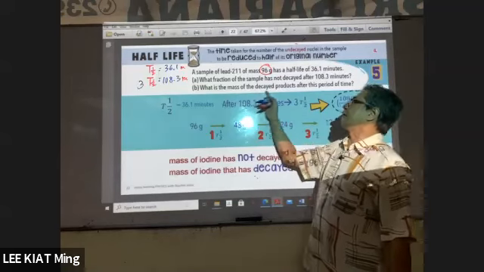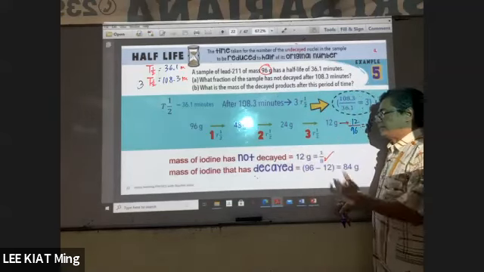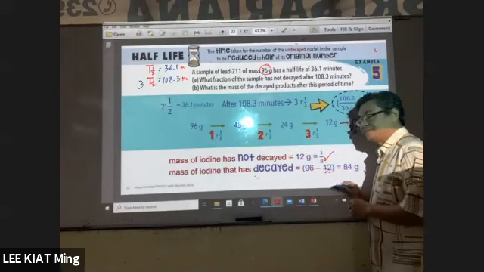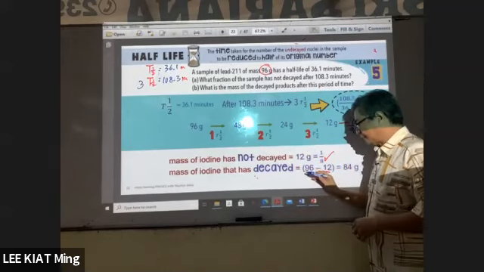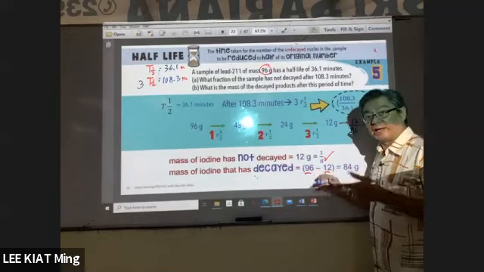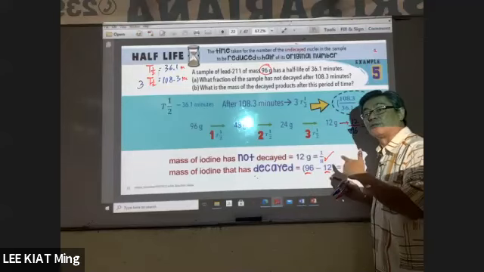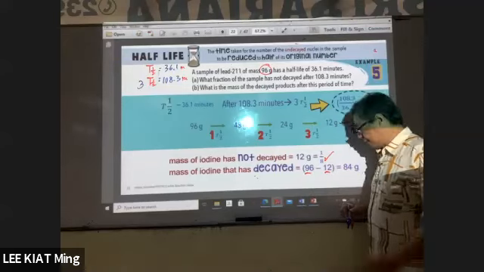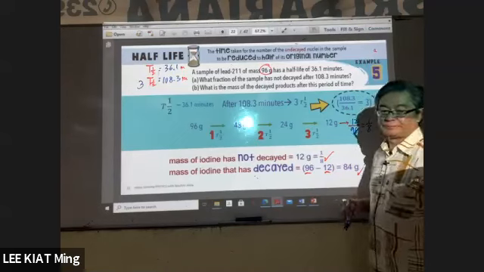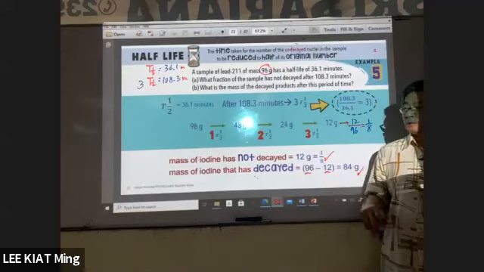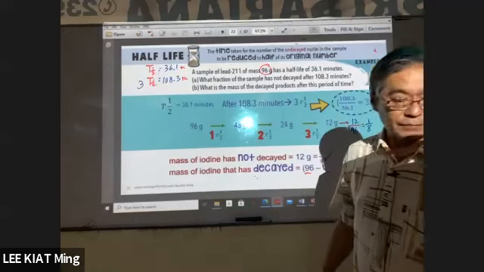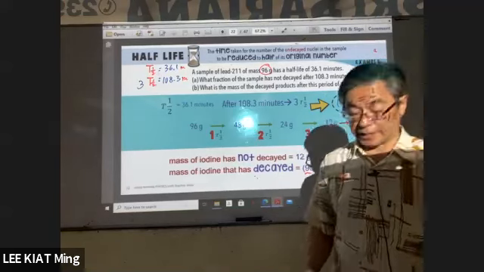What is the mass of the decay product? Okay, decay product. 12 is the mass left. This is the original. So the number decayed is 96, the original, minus the one left. Understand? Clear? Okay? That's your answer. Finish. Done. Alright? So, we actually already covered what we supposed to cover for the day.